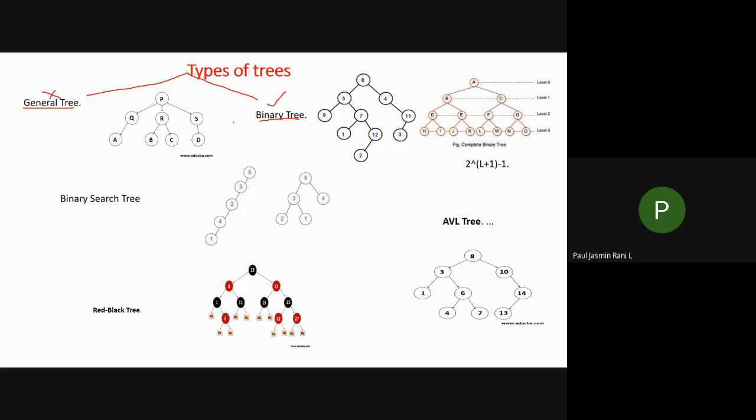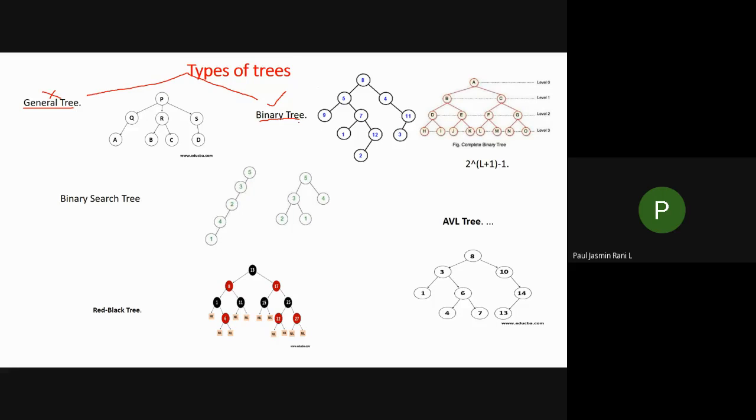Just for your information, I mentioned the general tree. If you see this general tree for P, how many degrees do you have? You have 3 degrees, but in a binary tree you can have at most 2 degrees. That is, a maximum of 2 branches are allowed in the case of a binary tree. So these are two examples of a binary tree.